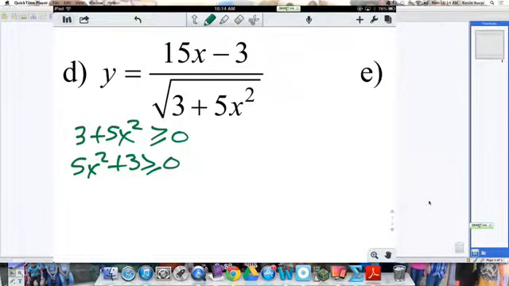What type of inequality did I just set up? Quadratic. It's x squared. Can we solve those algebraically? No, we cannot. So we solve them graphically.